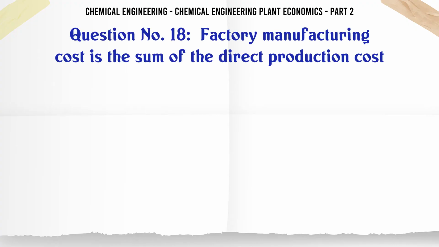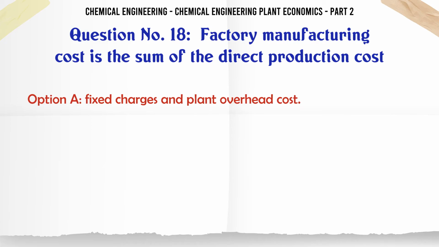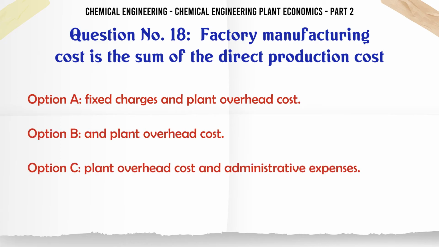Factory manufacturing cost is the sum of the direct production cost, A. Fixed charges and plant overhead cost, B. And plant overhead cost, C. Plant overhead cost and administrative expenses, D.